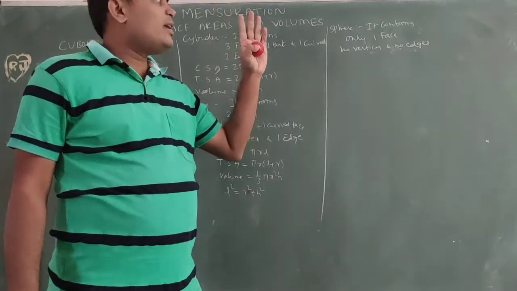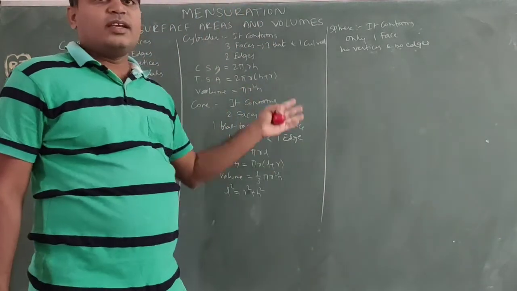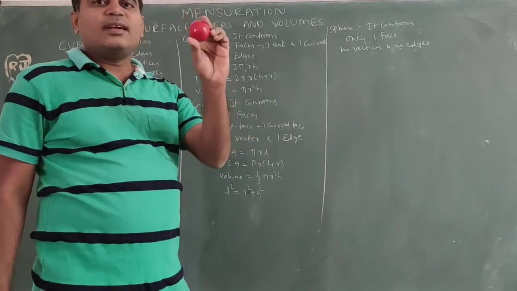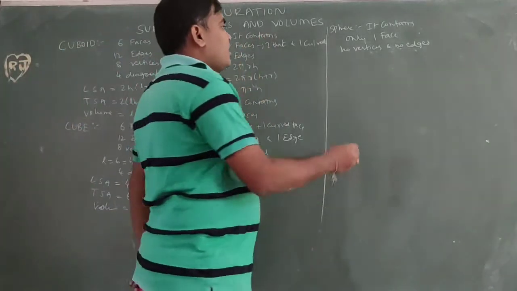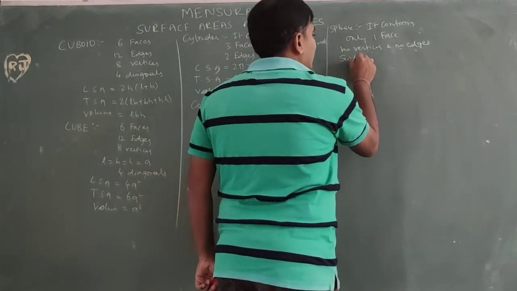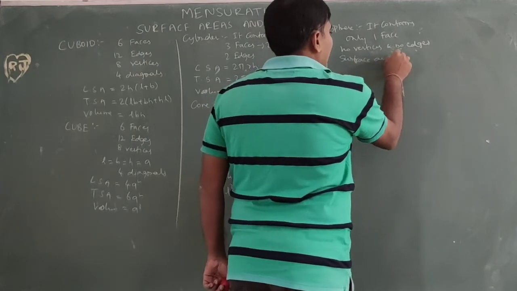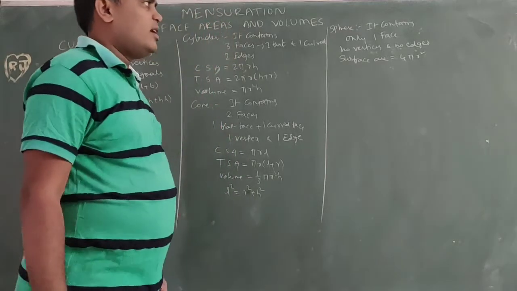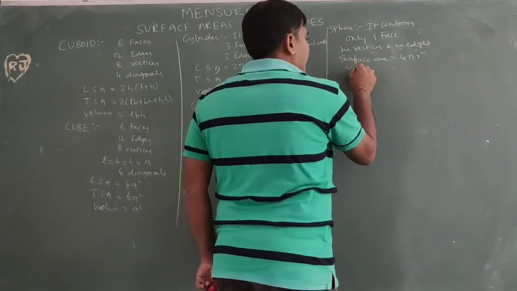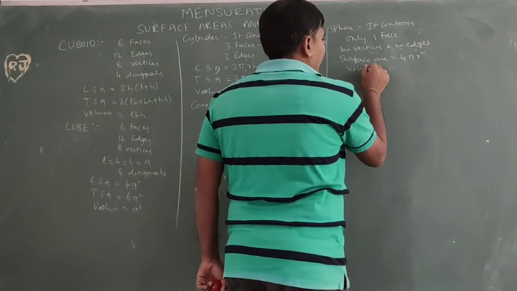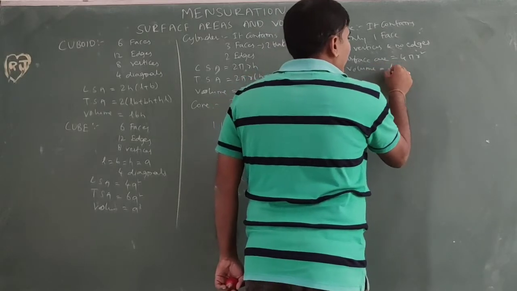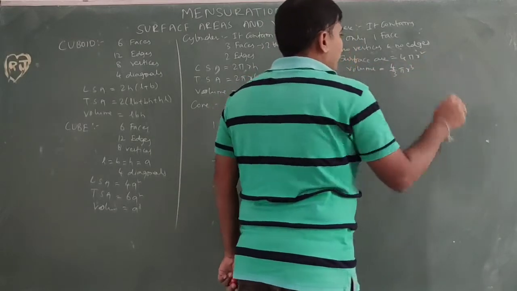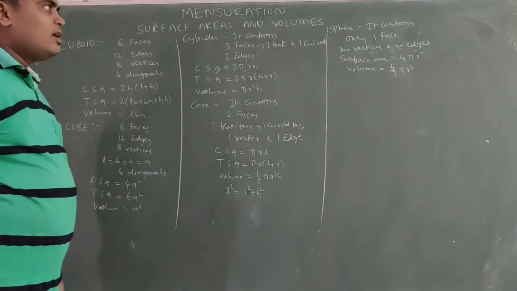So what are we taking? Curved surface area, total surface area. Since it contains only 1 surface, simply it is surface area. Surface area equal to 4 pi r square. This is the surface area. Next, volume formula: 4 by 3 pi r cube. So 4 by 3 pi r cube is the volume.